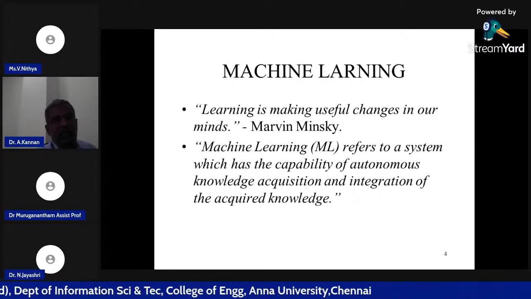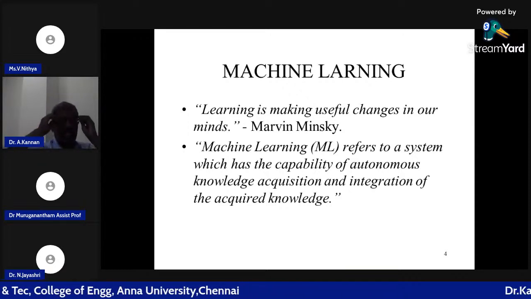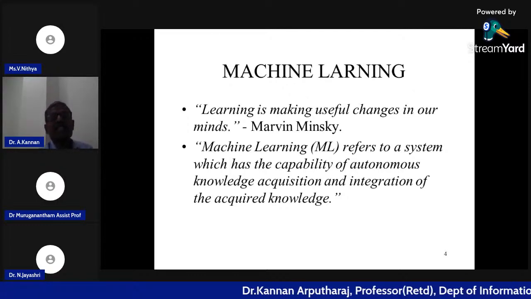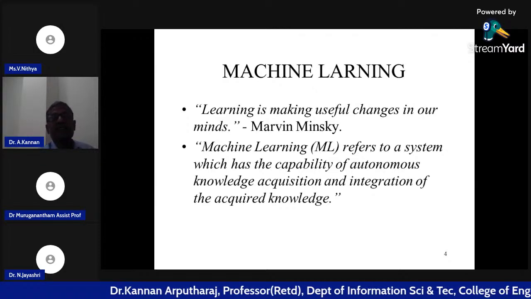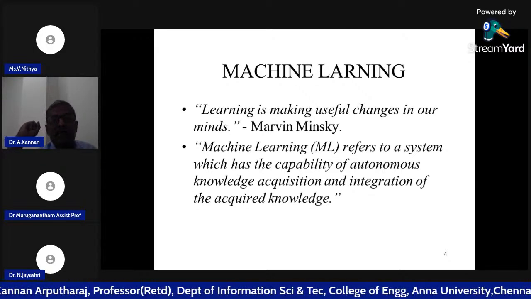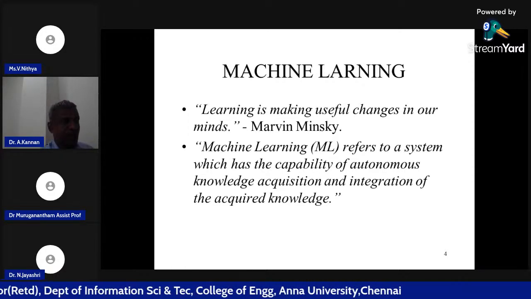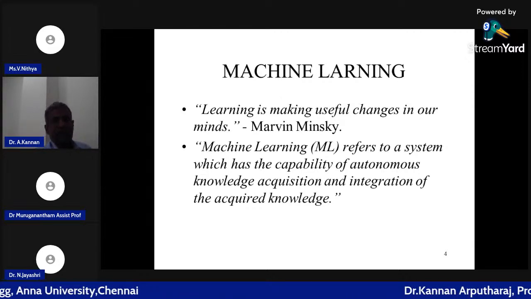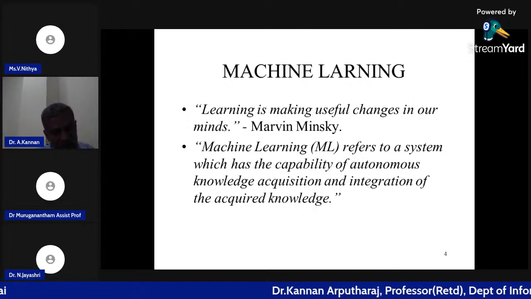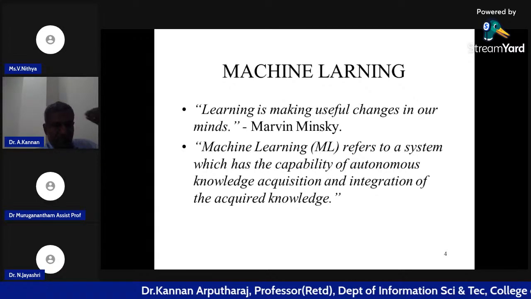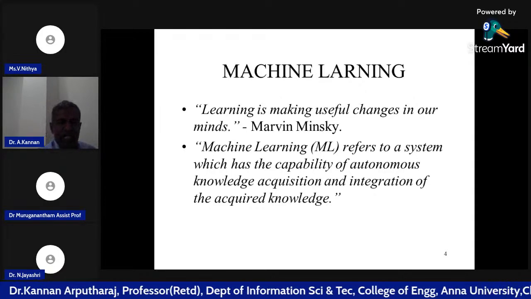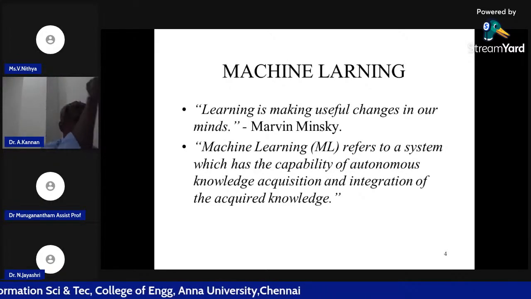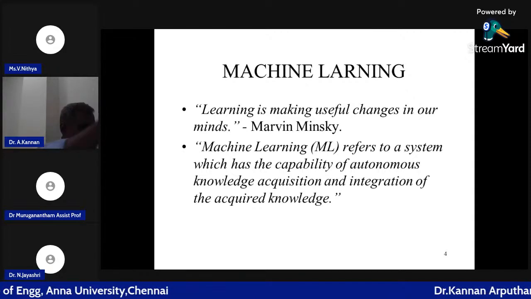Machines are also learning through rules, and the learning is making useful changes in your mind. That is the quotation given by Marvin Minsky. Machine learning refers to a system which has the capability of autonomous knowledge acquisition. Autonomous knowledge acquisition means that without support from a human being, it will interact with people and get the knowledge, or it can sense the world and acquire rules and store them in the knowledge base. That way it has the power of autonomous knowledge acquisition, and it will integrate all the knowledge acquired by it and organize it into a knowledge base so that a domain expert can use it for making inferences.